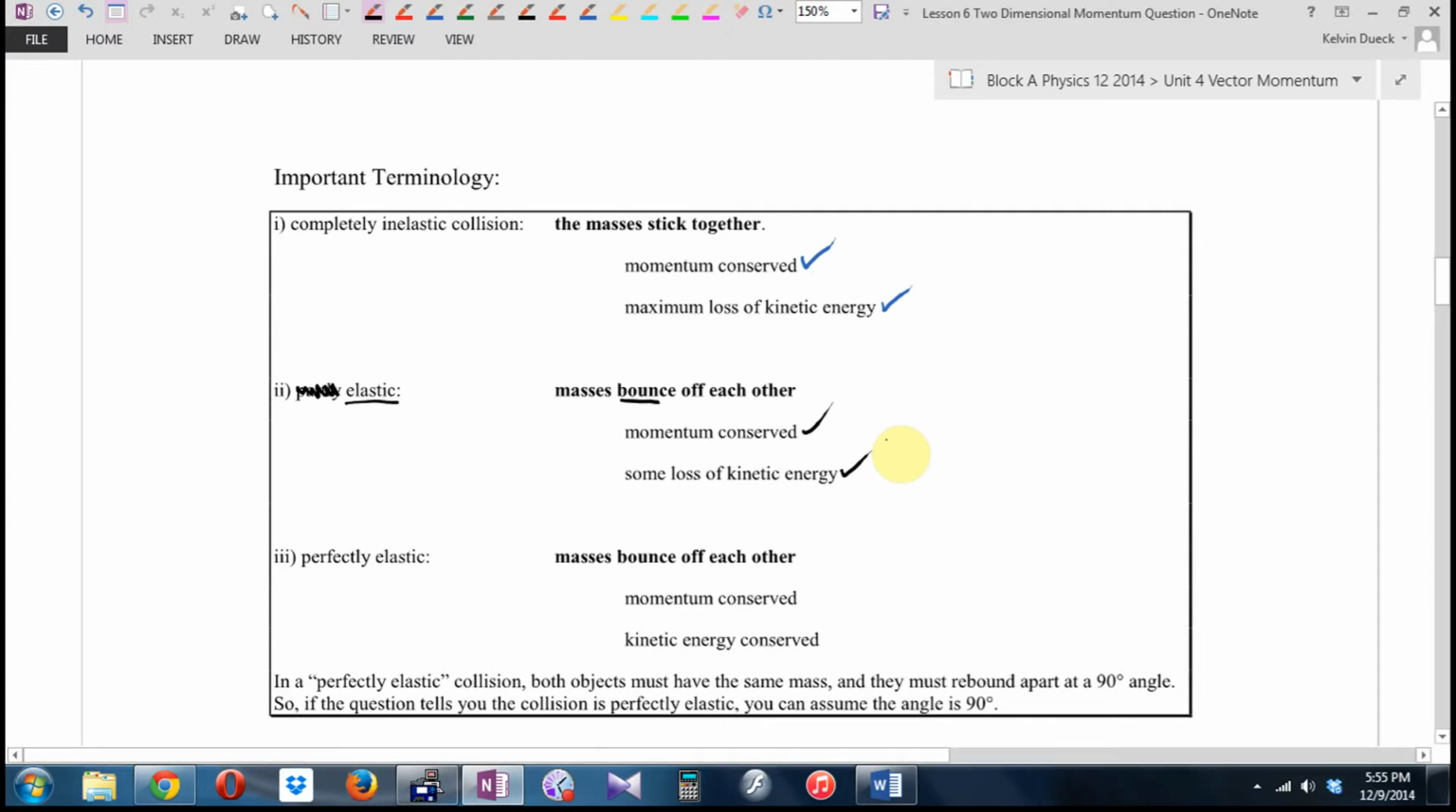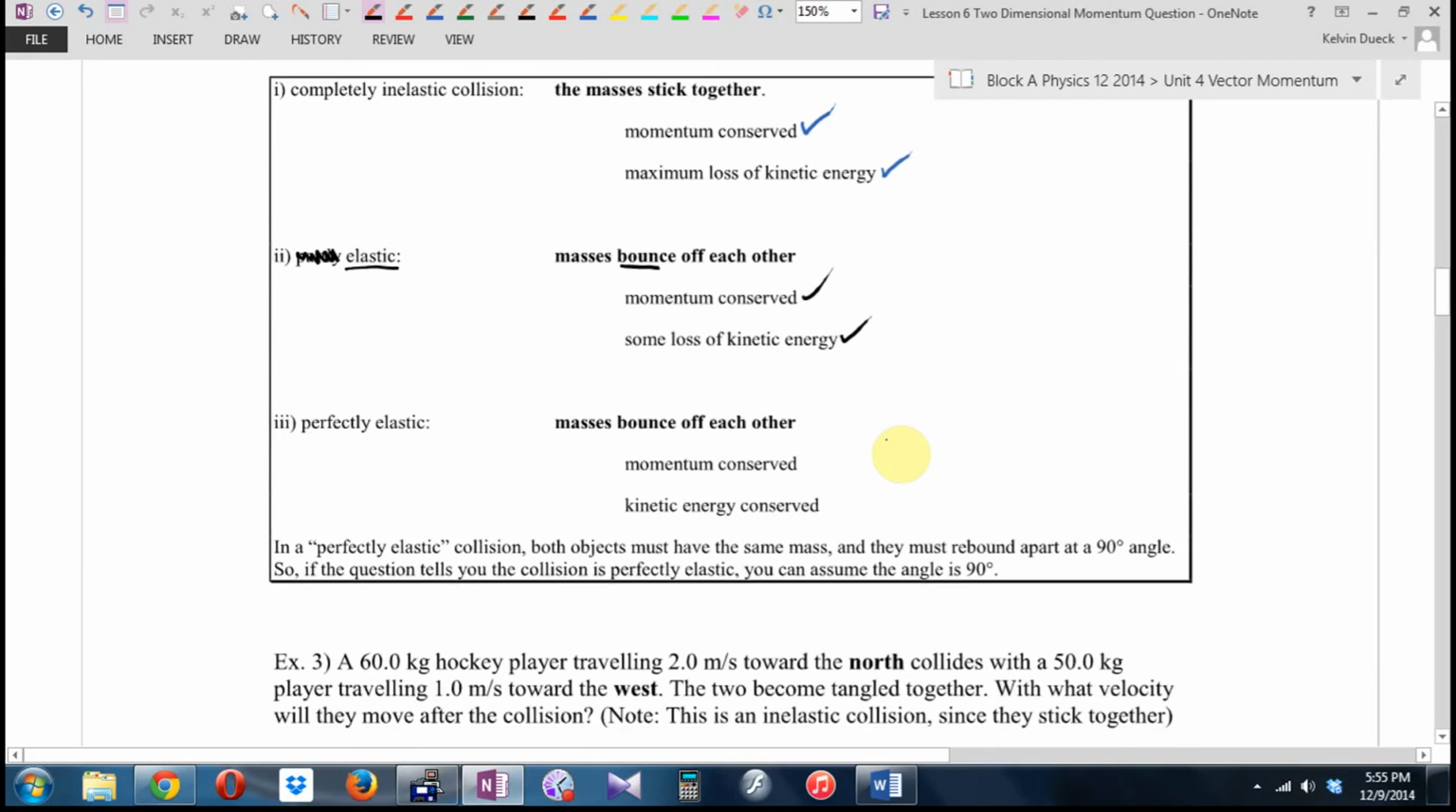Then there's this weird, obscure one called perfectly elastic. And if I use that phrase, you need to be aware of it. I think it shows up in the homework. I think it's going to show up in your big unit review. Full disclosure, I'm not going to use it on a test, but I'm mentioning it because it's part of the learning outcomes. In a perfectly elastic collision, the masses still bounce off each other, but not only is momentum conserved like it was in the previous two, it turns out in this case you don't lose anything to heat.